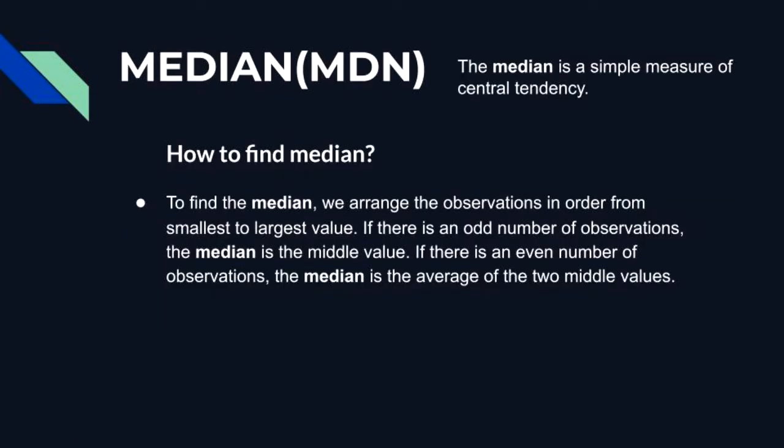The median. The median is the middle value in the list of numbers. To find the median, your numbers have to be listed in numerical order from smallest to largest, so you may have to rewrite your list before you can find the median. If there is an odd number of observations, the median is the middle value. If there is an even number of observations, the median is the average of the two middle values.